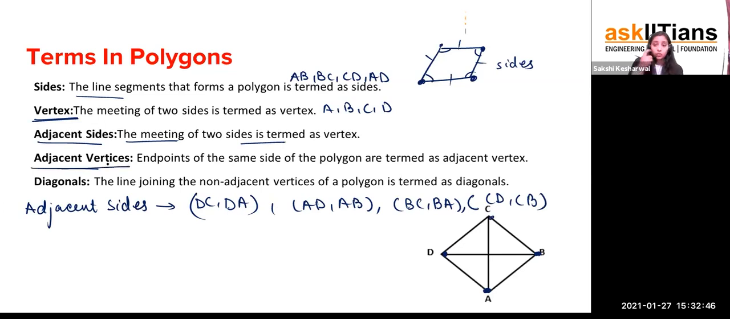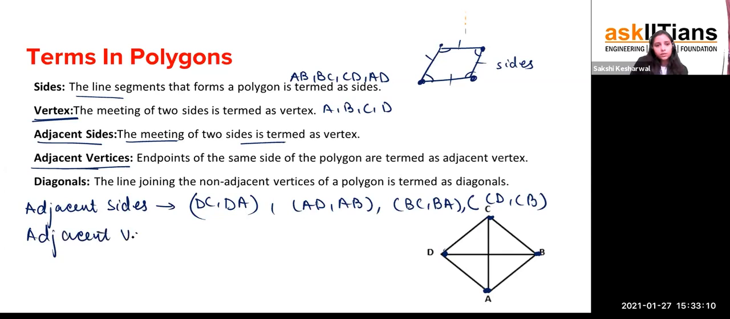Now, what are the adjacent vertices? The two vertices that are the end points of the same side of the polygon are said to be adjacent vertices. If you take the end points, C and D are adjacent. D and A are adjacent, and C and B are adjacent.